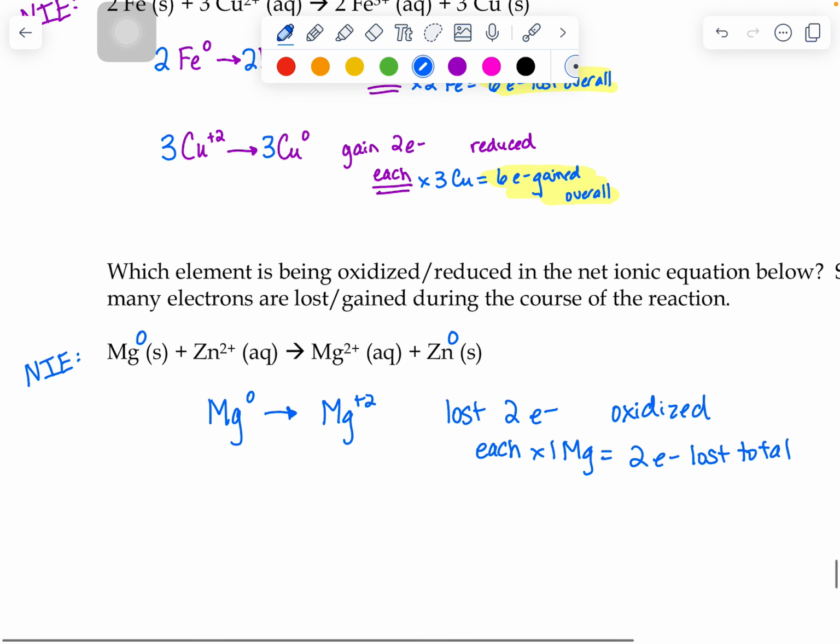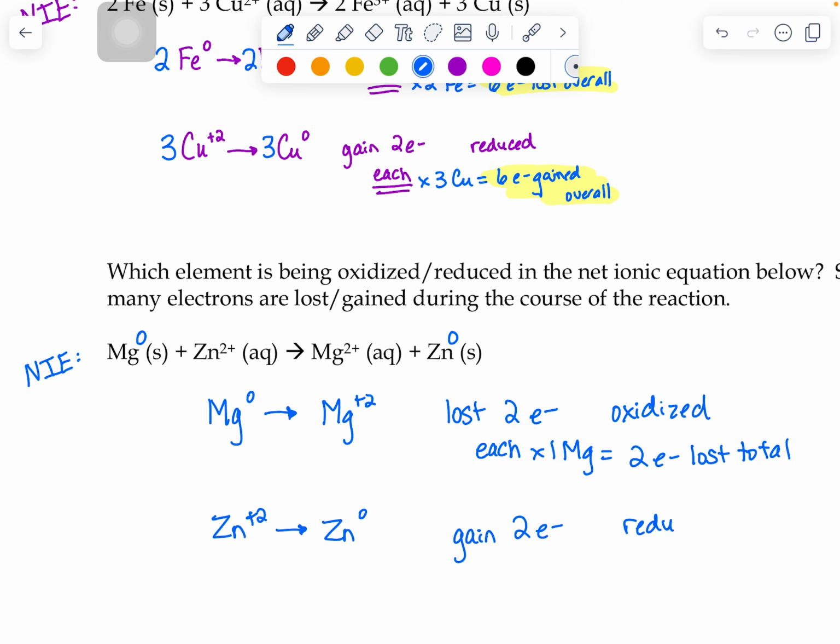Where did they go? If you look at the zinc, it starts as a +2, ends as something neutral. So if it used to be +2, now it's neutral. It's gaining 2 electrons during the course of the reaction. Gain electrons is reduction. Gains 2 electrons each. But once again, there's only 1 zinc in this reaction. That 1 zinc on the left-hand side turns into the 1 zinc that's on the right-hand side. So it's like multiplying by 1. So we have 2 electrons gained in total.